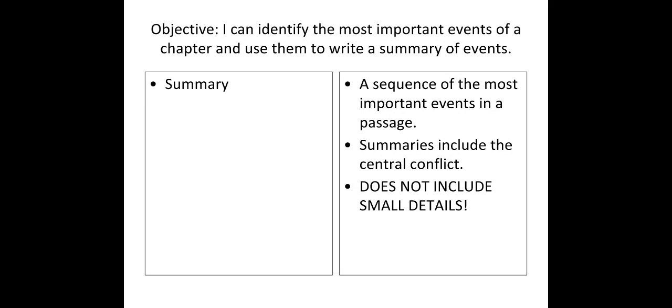A summary does not include small details. Please make that bold. Please make that big. Please put exclamation points next to that. A summary does not include a small detail. A small detail would be something like what color shoes you're wearing. Small detail would be something like what you ate for lunch. These are not important events in your day.